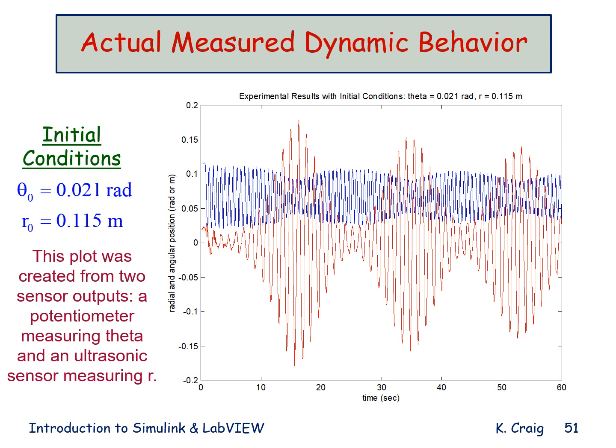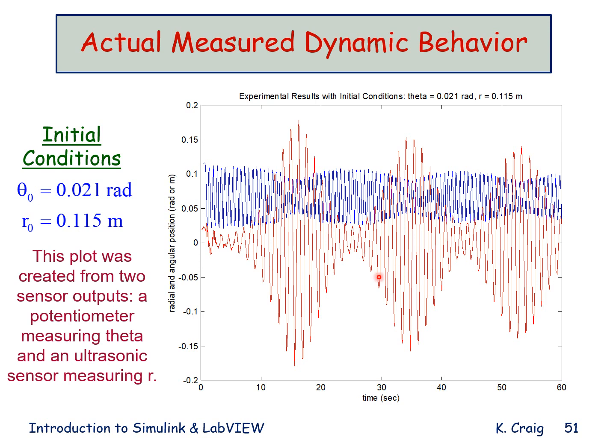As I say here, the plot was created from two sensor outputs, a potentiometer measuring theta, an ultrasonic sensor measuring R. You can see the similarities between the prediction and the measurements. The transference of energy from one mode to the other is not as clean, is not as distinct. Also, you see that there is some friction in the system, so the amplitudes start to decay slightly for both R and theta.